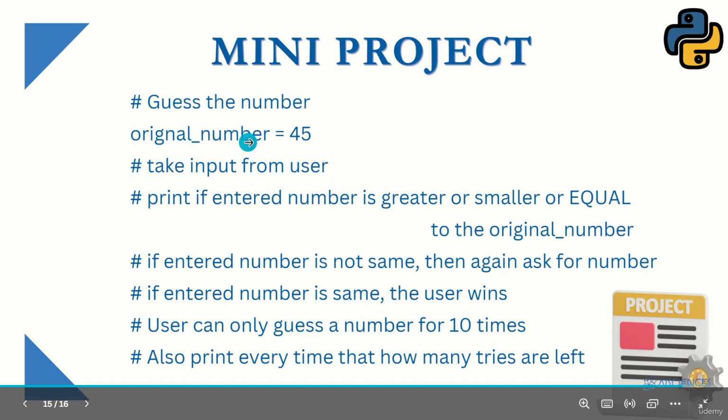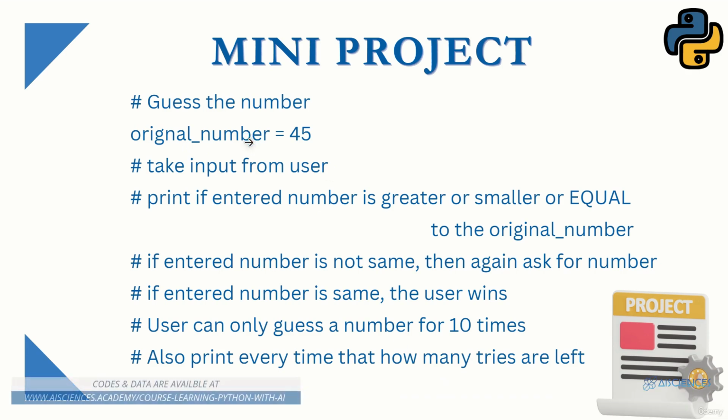This original number is kind of a secret number. How can we generate a secret number in Python? We will learn that down the line. But right now, let's assume this original number is such a secret number that we don't know what it is, right? We'll be using a while loop in it. We'll be using if-else conditions in it. We might be using the break statement as well.